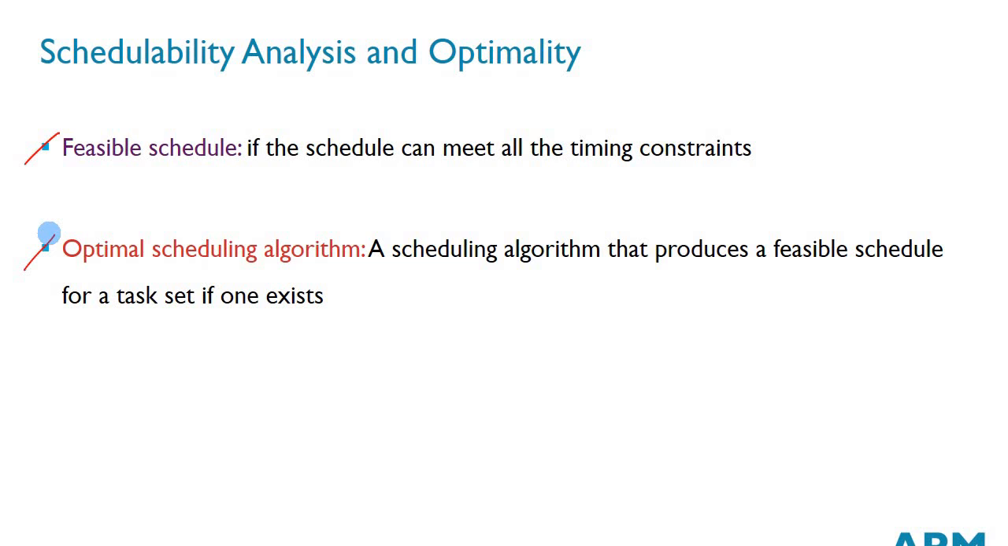A task set is basically a group of tasks with specific computation times and specific deadlines. What we want to do is see if I can come up with a scheduling algorithm that eventually translates to a feasible schedule. That means I can meet all the timing constraints.